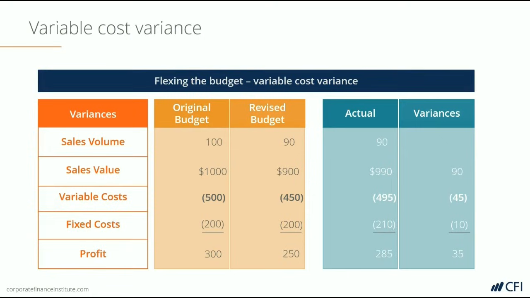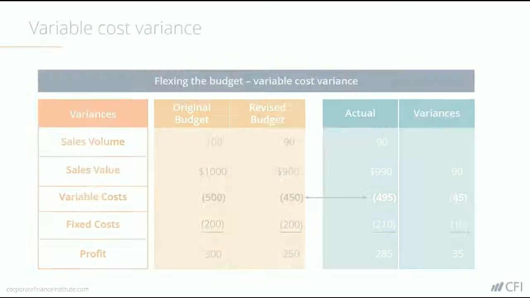Depending on your organization and what you think makes the most sense, you'll compare it to either the original budget or the revised budget, or perhaps even to a forecast as well. Revised budget typically is the standard, so we've got this $45 variance of the actual versus the revised budget. Now what we need to do is break that down further and understand where the miss came from.